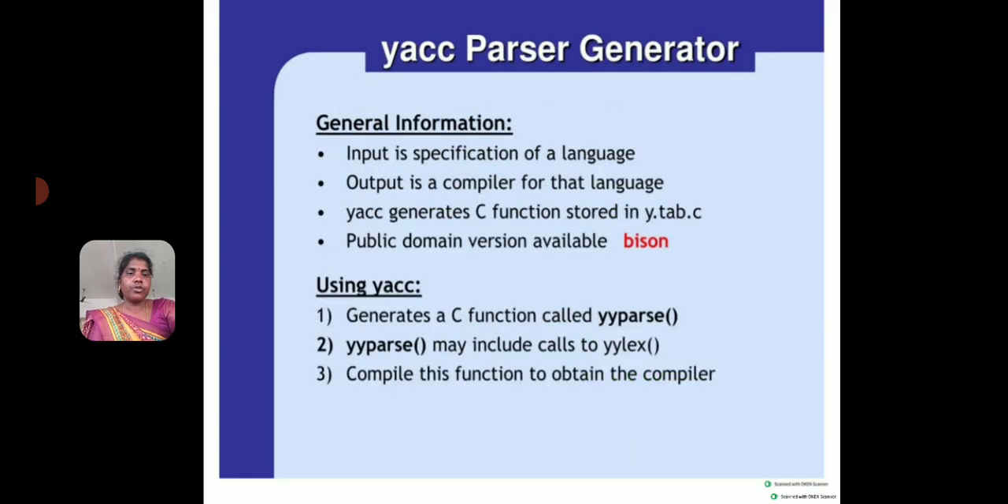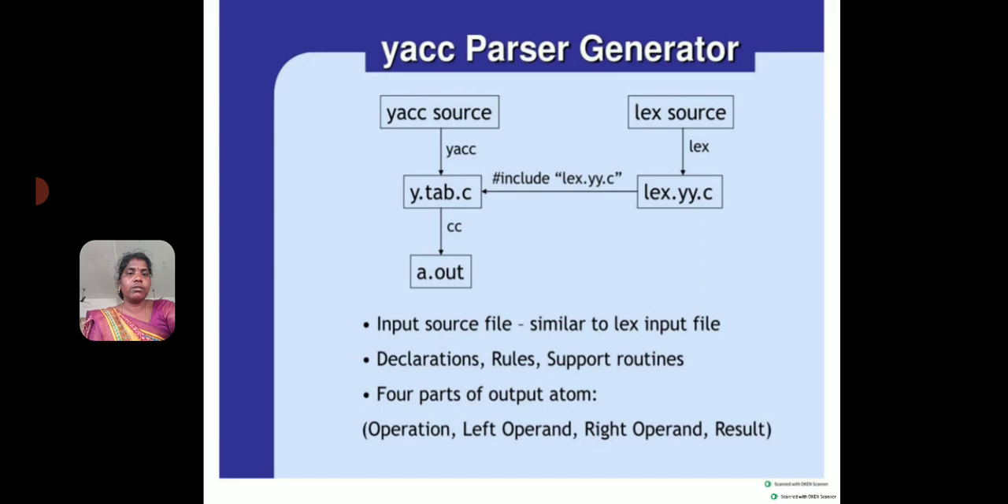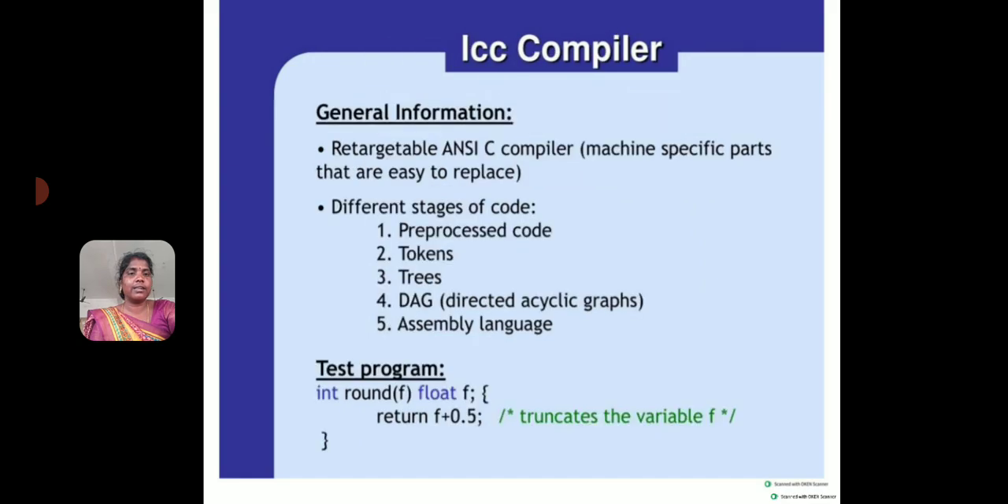Then the general information of YACC. Input is a specification of a language, output is a compiler for that language. These are the general information and usage of YACC. These are parts of the YACC source, and this is the parser to generate from the input source file, declarations and rules, four parts. Our output items are here: operations, left operand, right operand and the result. And of course the LCC compiler here.